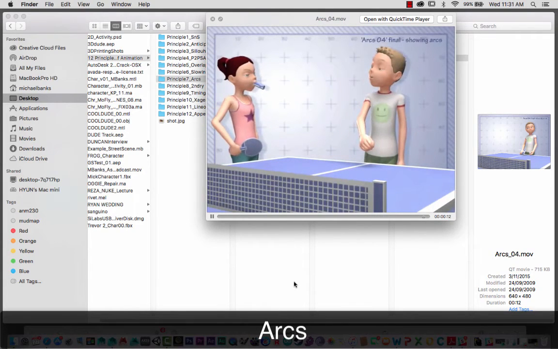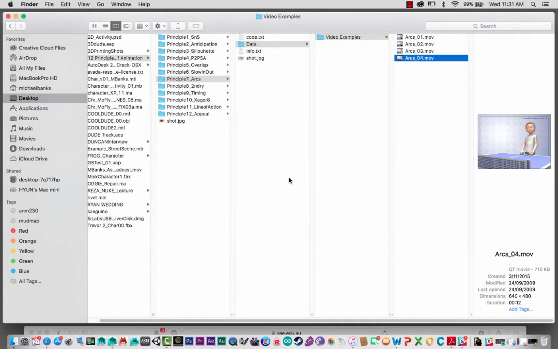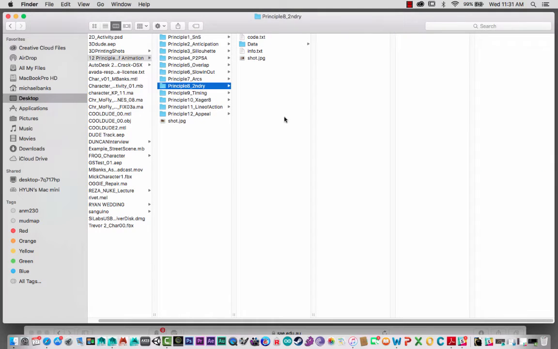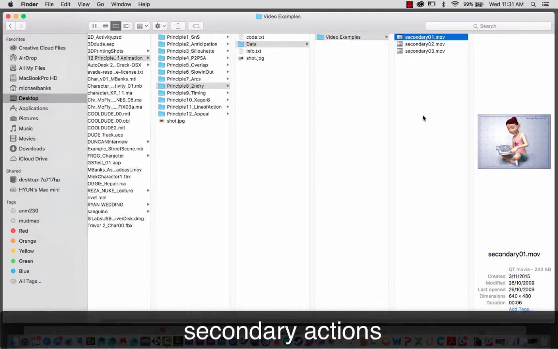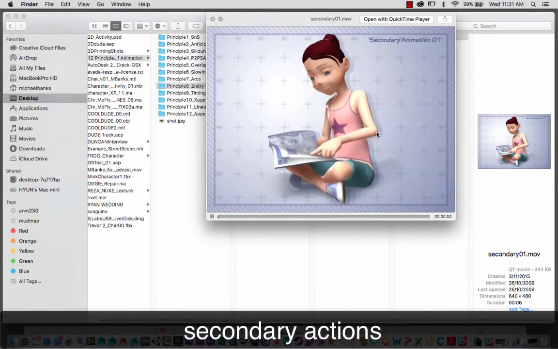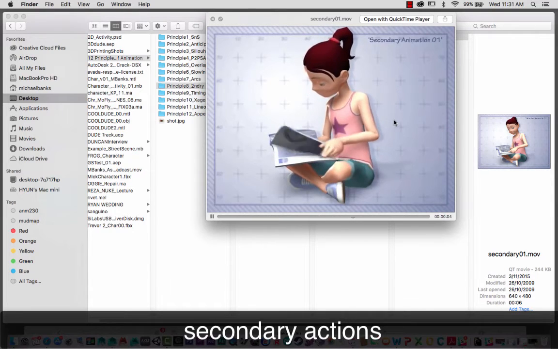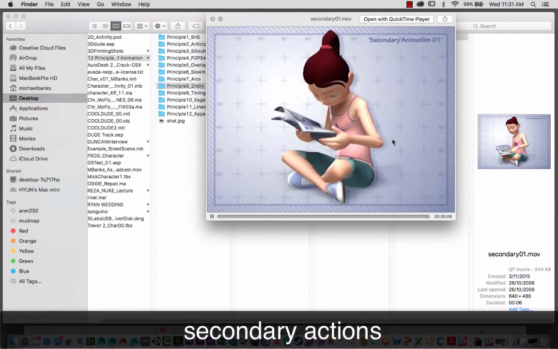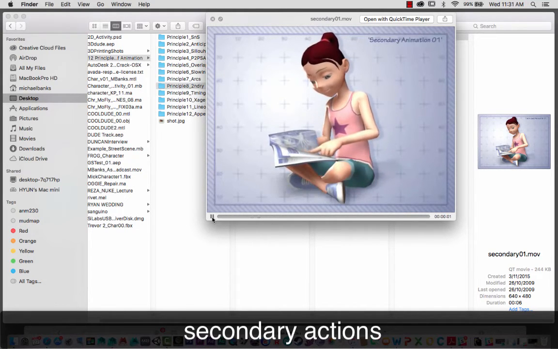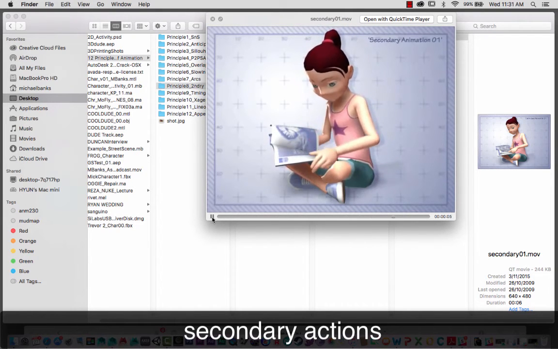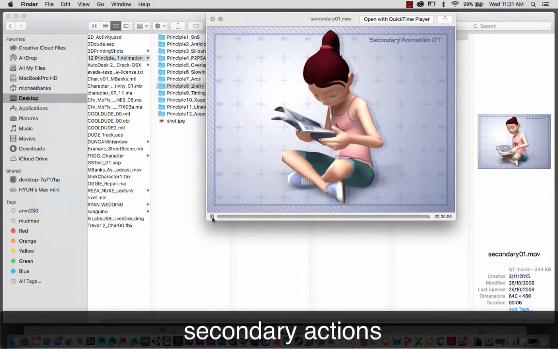Okay. Let's try secondary actions. Secondary actions such as a ponytail. So she's just looking through the book. Not much happening there. Nice bit of appeal. Now she licks her finger as she turns the page. Not just simply turning the page. I like the eye darts. Making good use of eye darts. No eye blinking, but there are eye darts in that piece.